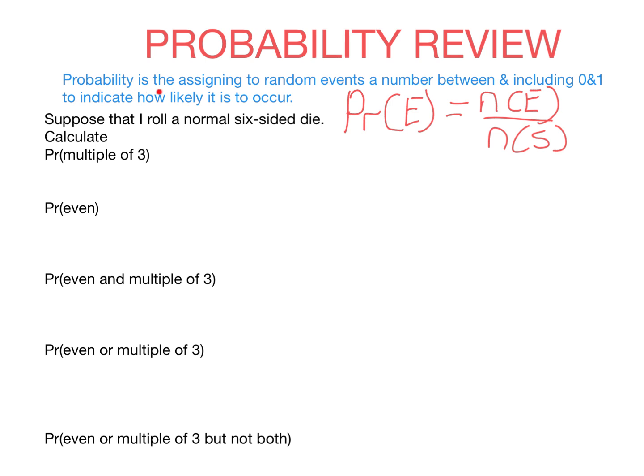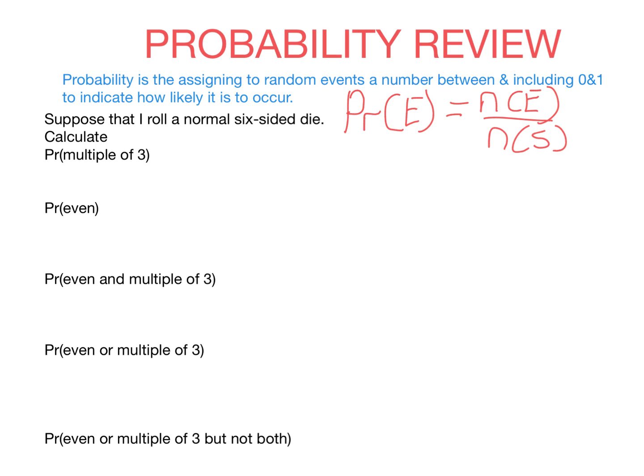So probability is the assigning to random events a number between and including 0 and 1 to indicate how likely it is to occur. So I'm going to ask in the test for the probability that something happens, and you respond with a number. That number has to be between 0 and 1, can be 0, can be 1. So the number that you give tells us if the event is likely, unlikely, or whatever. So events that have probability close to 0 are unlikely, close to 1 they are likely.